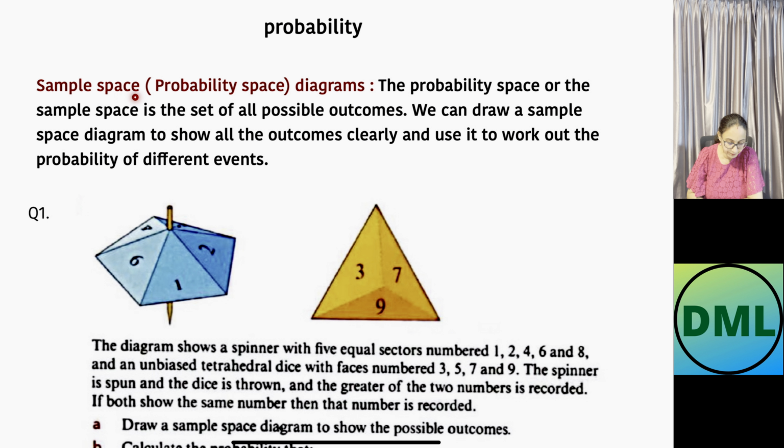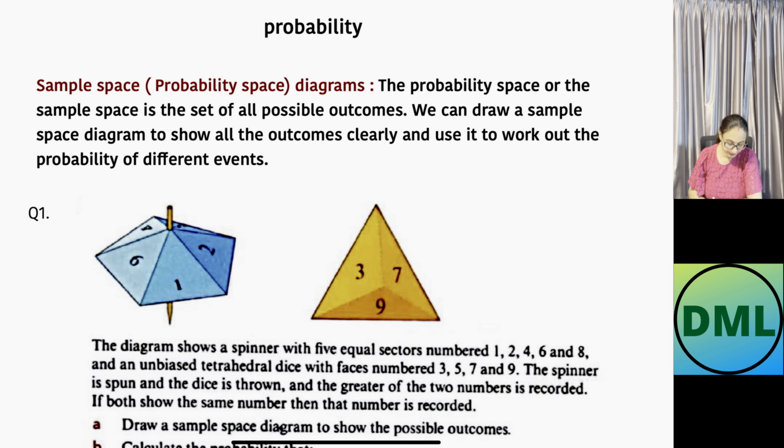Probability. Sample space or probability space diagrams. What is sample space? The probability space or the sample space is the set of all possible outcomes. The meaning is that when you write down all the possible outcomes, that will be called the sample space. That means if you throw a coin, the head and tail both are your sample space. We can draw a sample space diagram to show all the outcomes clearly and use it to work out the probabilities of different events. So after writing the sample space clearly, we can easily answer the questions asked.